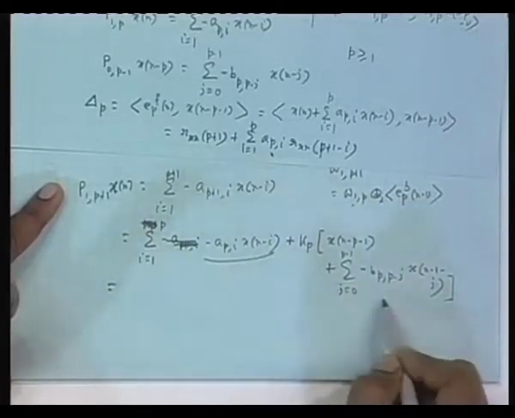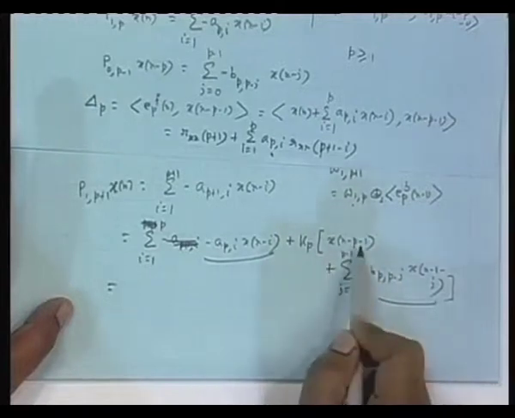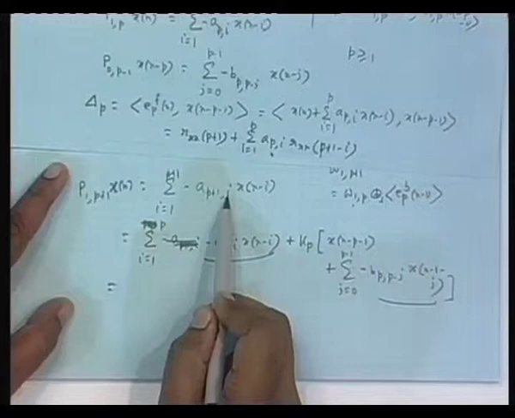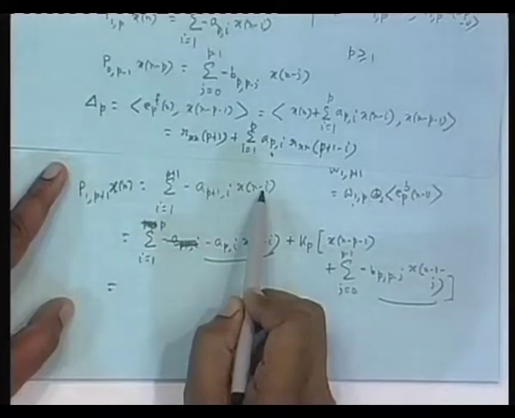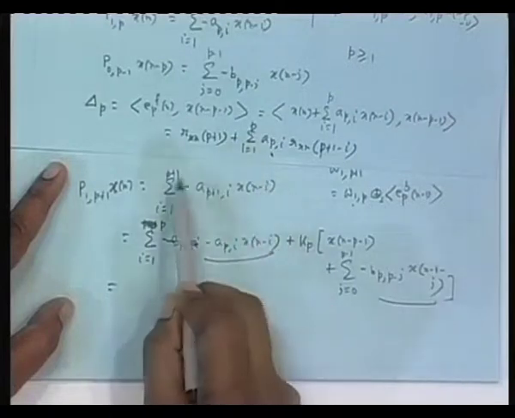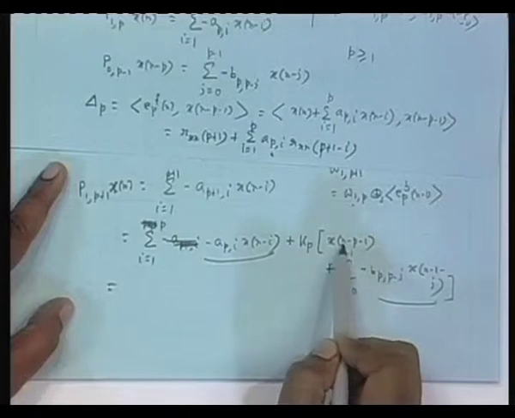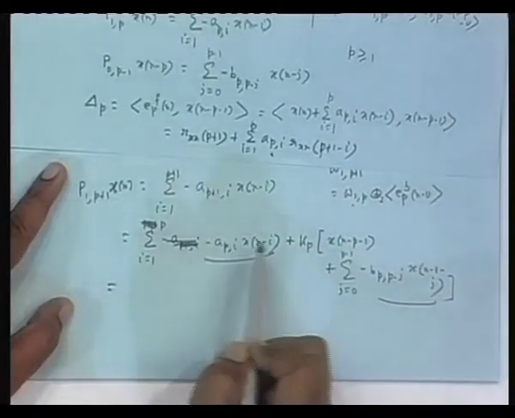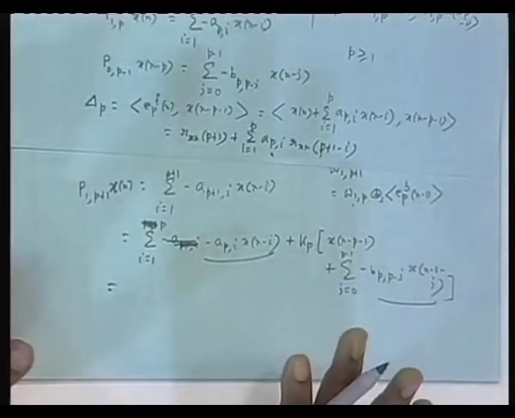Remember, here and here I have got the same terms, x n minus 1 to x n minus p. This fellow is separate. So, obviously, minus a p plus 1 comma p plus 1 is equal to k p, because only when i equals p plus 1 you have got n minus p minus 1, and that is the only term having x n minus p minus 1 in the right hand side. So, obviously, that particular coefficient is easily detected, minus a p plus 1 comma p plus 1 is same as k p.